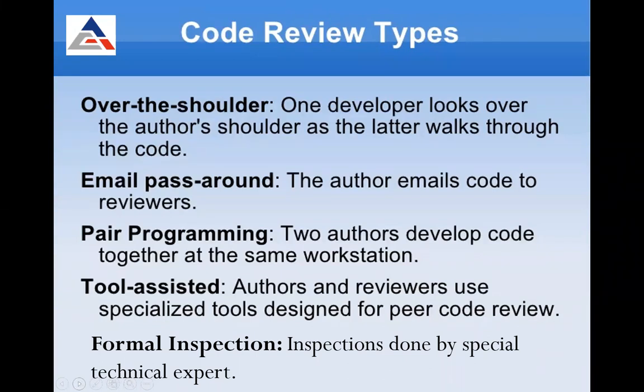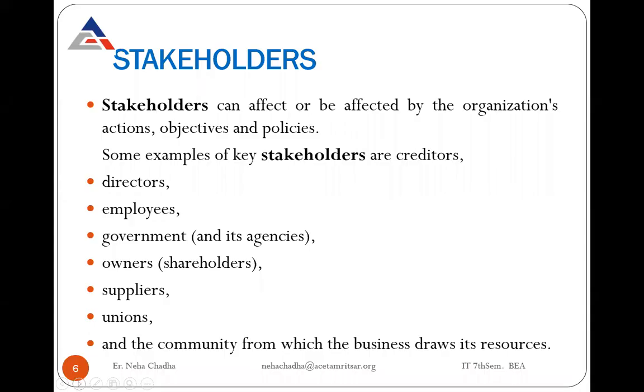It is called peer programming. Then comes the tool assisted technique. When some tools are available which will find the errors in your code, it is called tool assisted. Last comes the formal inspection. When a technical expert or technical team inspects your code, that code review technique is called the formal inspection technique of the code review.